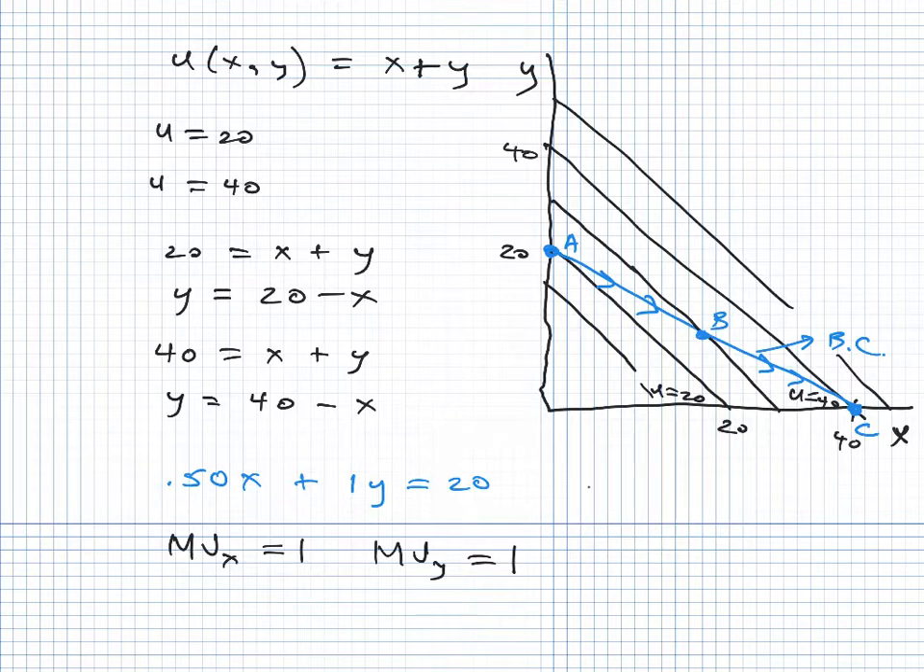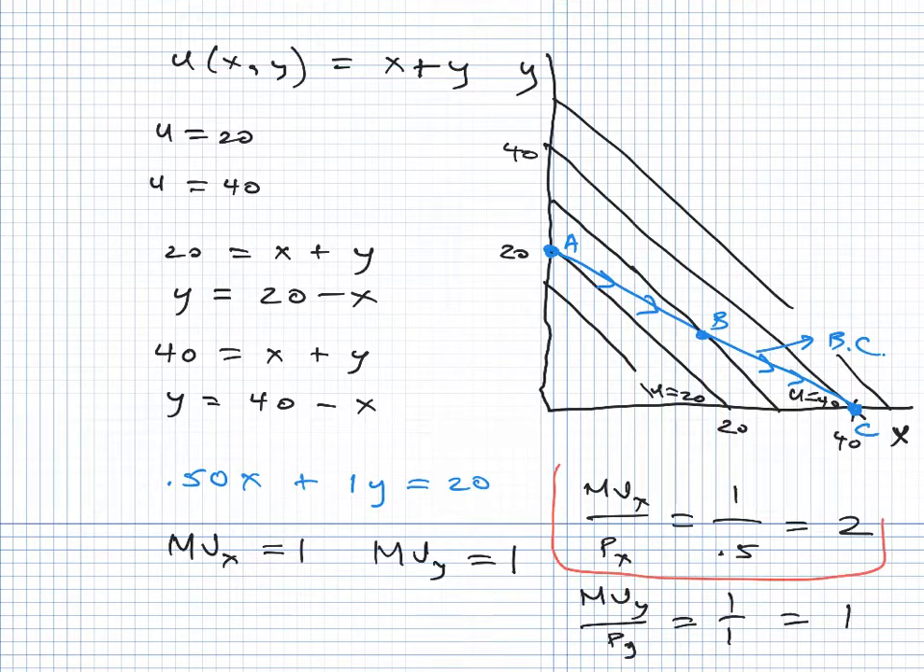But you'll also notice if we put marginal utility over price, for good X, that's going to end up being a constant value of 2, and for good Y, that's going to be a constant value of 1. In other words, what this is telling me is that the bang for the buck that I get from good X is always going to be higher than the bang for the buck that I get from good Y. In other words, what this is really pointing me to is exactly what I see in the graph, and that is spend all of my money on good X.